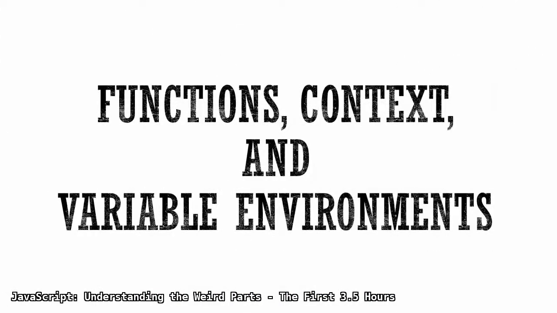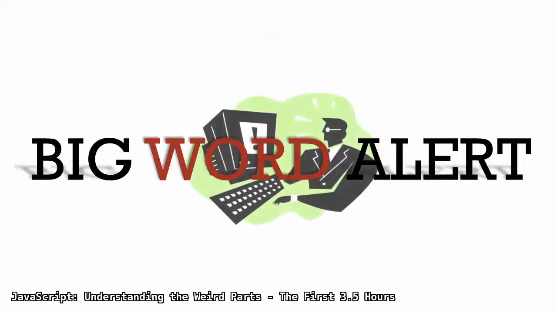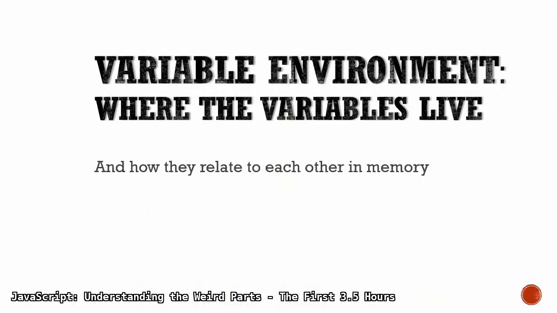So let's move on talking more about functions, context, and another addition, variable environments. Here's another phrase that's used when talking about JavaScript under the hood. It's a lot more complicated sounding than it really is. Variable environments? Well, big word alert. The variable environment is just talking about where the variables live that you've created and how they relate to each other in memory. So when you think about the variable environment, just think about where is the variable.